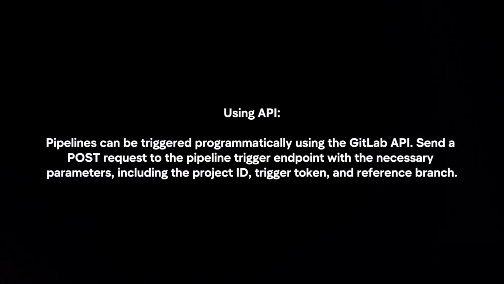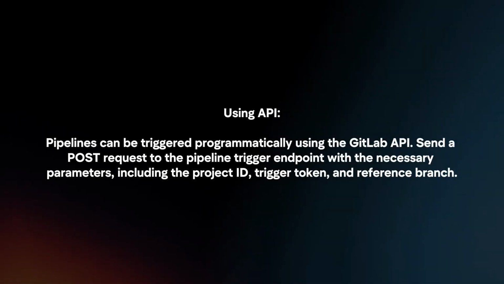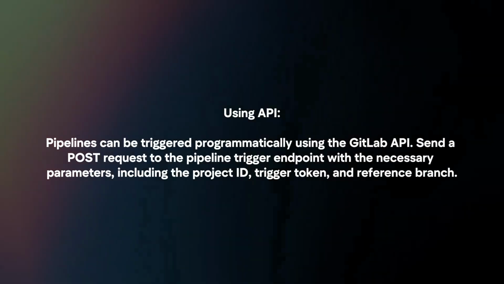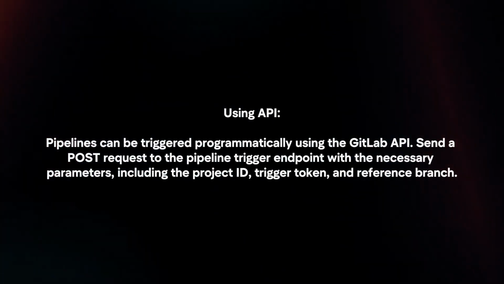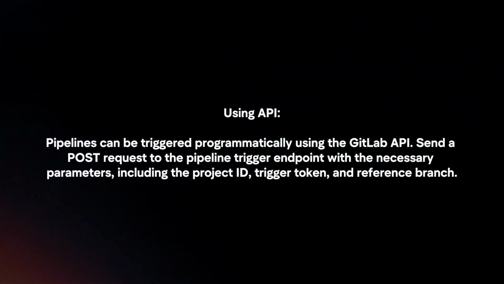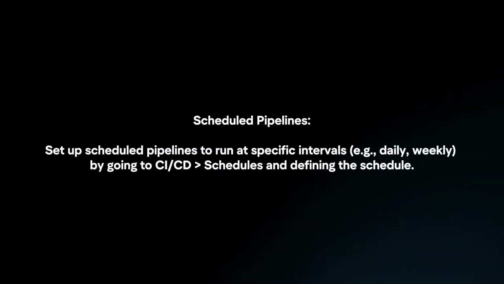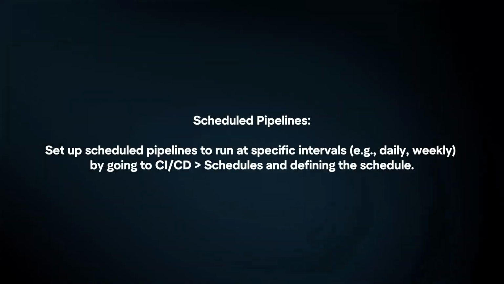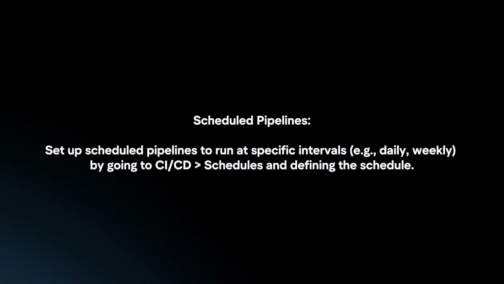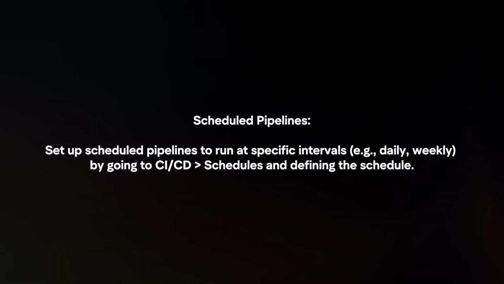variables. Using API. Pipelines can be triggered programmatically using the GitLab API. Send a POST request to the pipeline trigger endpoint with the necessary parameters, including the project ID, trigger token, and reference branch. Schedule pipelines. Set up scheduled pipelines to run at specific intervals by going to CI/CD Schedules and defining the schedule.